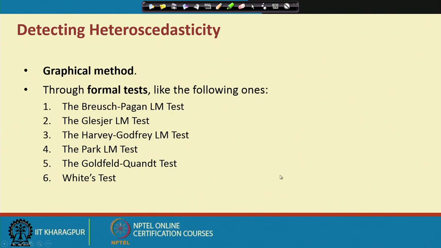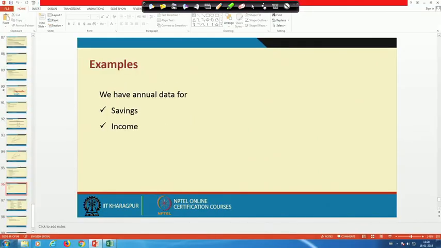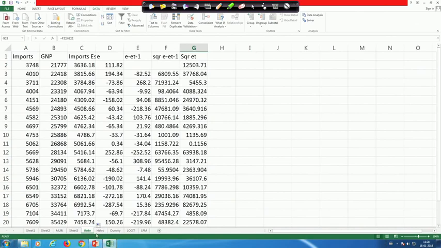So technically, I will take a problem again, and I will highlight how we can check and deal with the heteroscedasticity issue. So what will you do? We can take another problem.